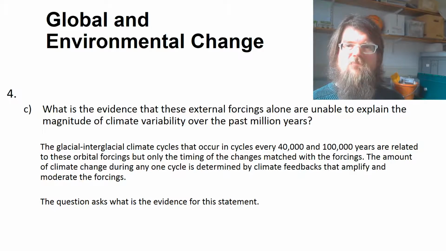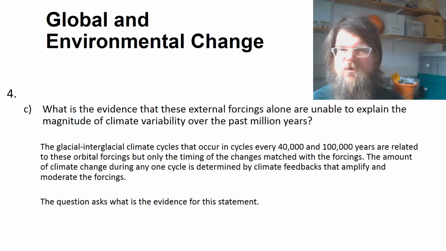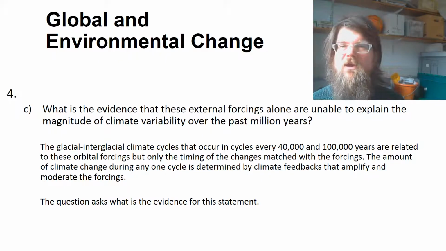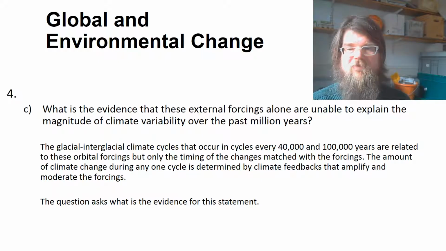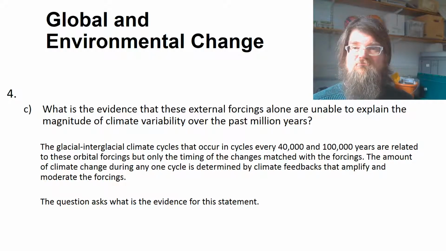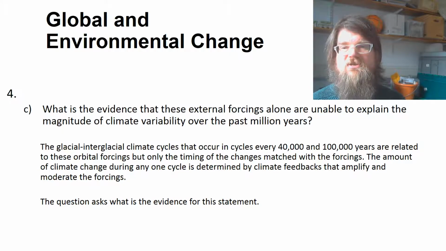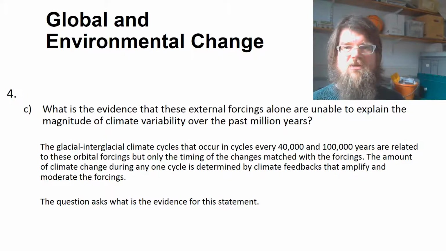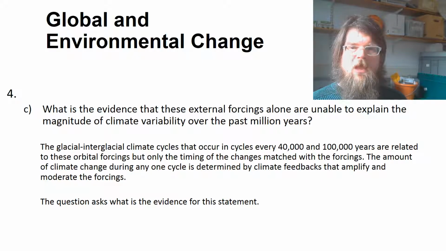To rewrite that in my own words, a different way of saying it would be: we've had glacial-interglacial climate cycles over various timescales, and we get a cycle every 40,000 years and 100,000 years. Also, we get shorter term variability because of precession, but we get some variability on hundreds of thousands of years, tens of thousands of years timescales. And these are related to the orbital forcings.